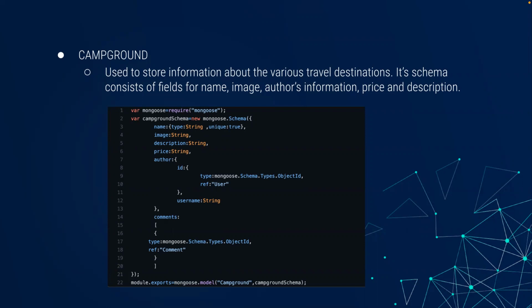As we can see in the example image shared in the slide, the field name is used to store the name of the location. Image field consists of the URL of the images belonging to that particular location. Description is a string field again, and it is also used to describe the particular location entered by the user. The price entered refers to the amount one can spend at various activities at that particular location.